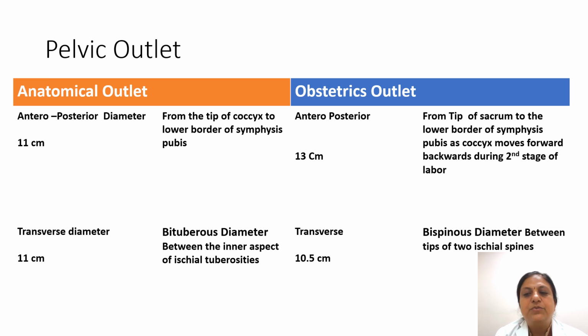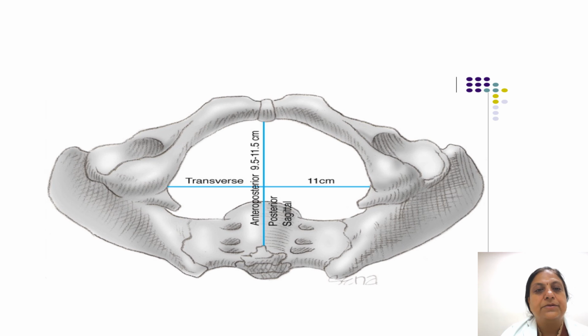That is the place where the head negotiates and internal rotation takes place. This is the narrowest transverse diameter in the pelvic canal. This diagram shows the bituberous diameter of 11 centimeter.